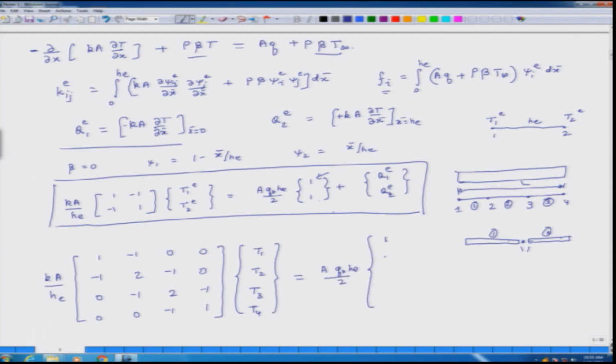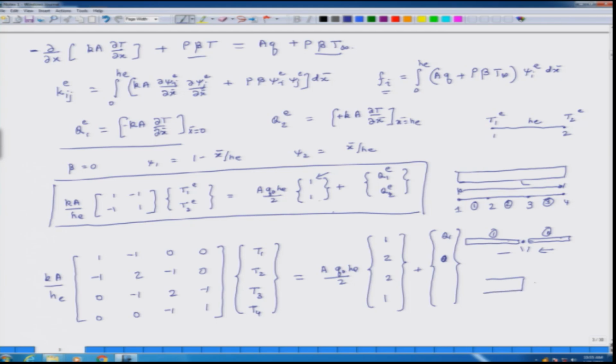So, this is 1, 2, 2 and 1, plus point heat sources, which is Q1, and here this will be 0 because the contribution from the left side and the contribution from the right side will be balanced, right. What does that mean in the context of the heat transfer equation?